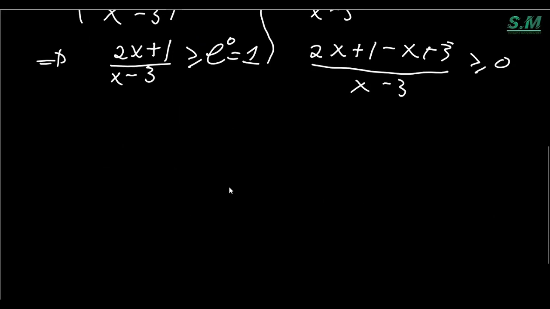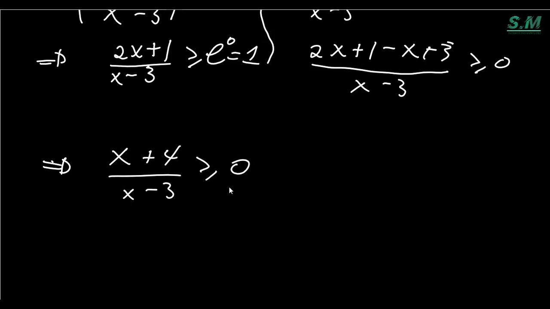And now we clearly see that the denominator cannot be 0, so x cannot be 3, because 3 will definitely be a point where that function will not be defined. So simplifying, we get 2x minus x gives us x, and 1 plus 3 gives us 4, so (x plus 4) divided by (x minus 3) greater than or equal to 0. Now we'll go for critical values.